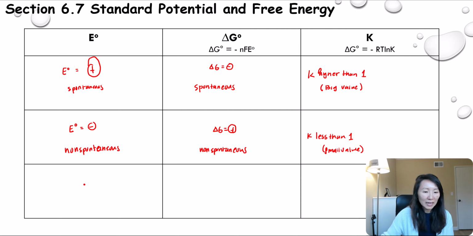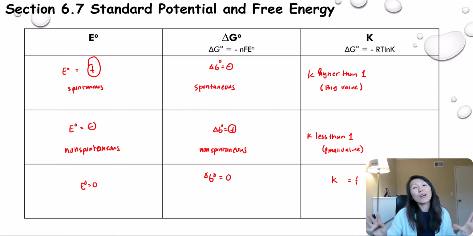So what if the standard potential is 0? Well, that means delta G, these are all standard, is also 0. And what does that mean for K? It means K is going to be 1, meaning the amount of product and the amount of reactant will equal each other out.